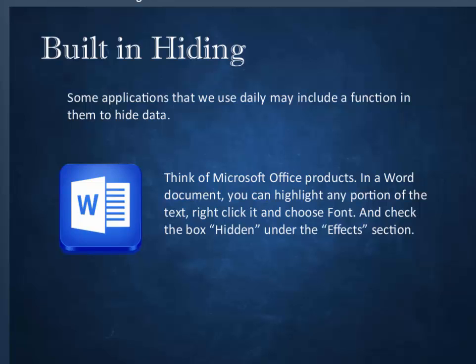The very first method is the built-in hiding. We have a lot of applications that have a feature that is designed to hide some data. Think, for example, about Microsoft Office, Microsoft Word, Excel, all of these applications. You have a way, for example, in a Word document to highlight any portion of the text, right-click on it, and then choose the font and check the box that says hidden there. I'll show you this in the next two slides.